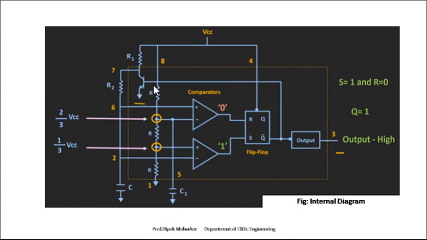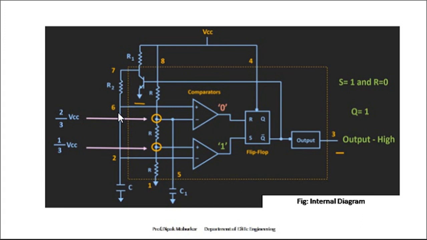Working of this PWM circuit: initially this capacitor is in discharge mode, with no charging, right? In that case, pin number 2 and pin number 6 are both across the capacitor, so the voltage drop across pin number 2 and 6 is 0.